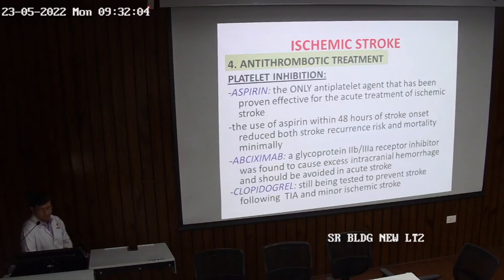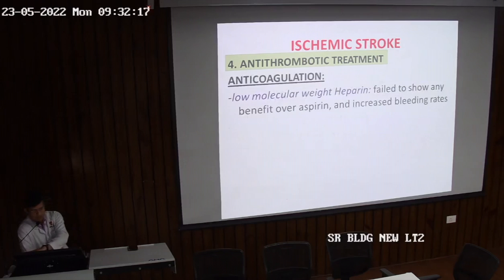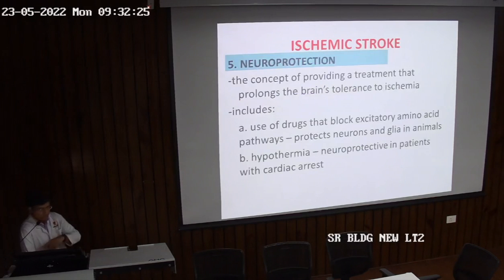Then the antithrombotic treatment. This antithrombotic treatment can be in the form of platelet inhibition. The platelet inhibition can be done through aspirin, clopidogrel, abciximab, or ticlopidine. And the anticoagulation. This anticoagulation can be done through low molecular weight heparin. So this is the antithrombotic treatment.